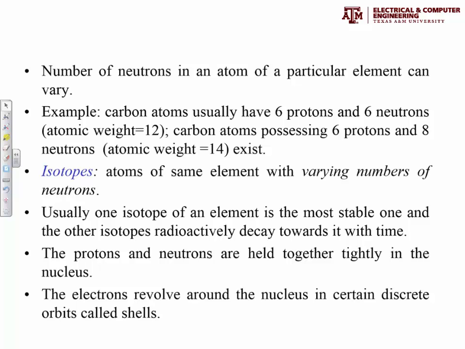So isotopes are atoms of the same element with varying numbers of neutrons. And usually one isotope of an element is the most stable one. The others will radioactively decay towards it with time. All right. Now the protons and the neutrons are held together tightly in the nucleus, and the electrons revolve around the nucleus in certain discrete orbits that are called shells. Okay. So that's the result of all this quantum mechanics and all that stuff. Right.